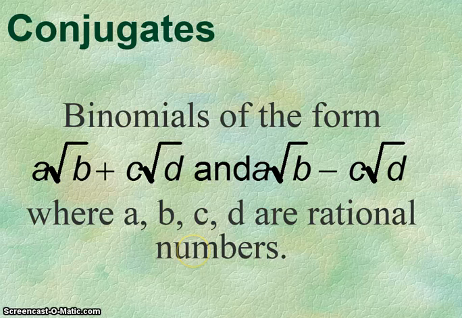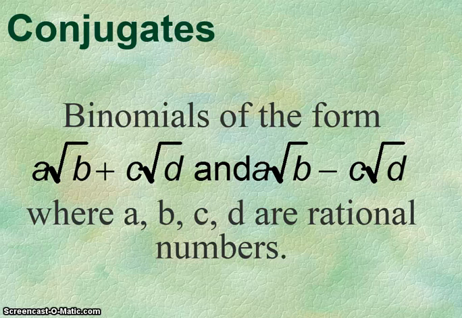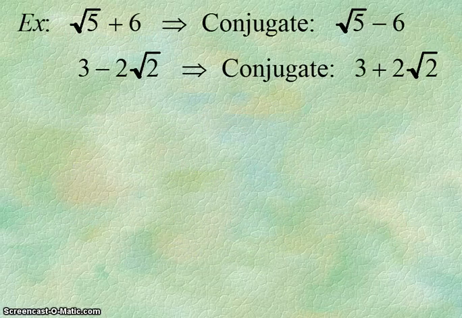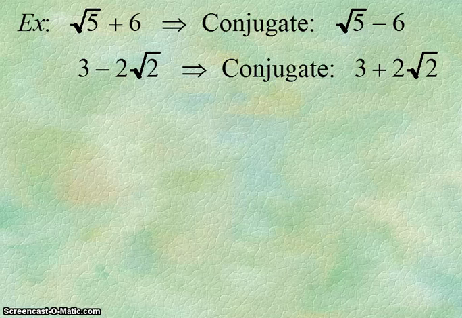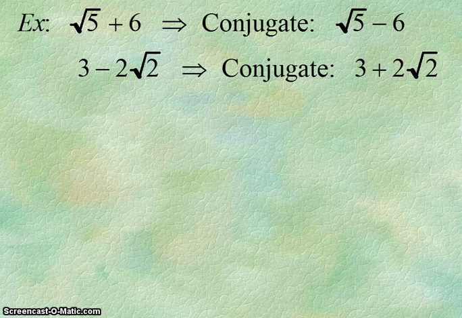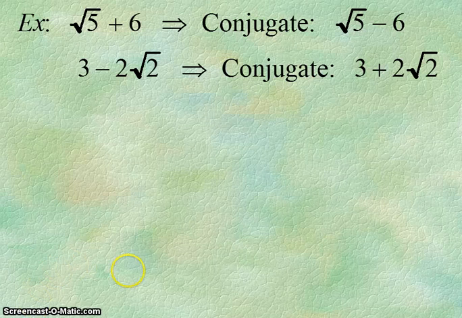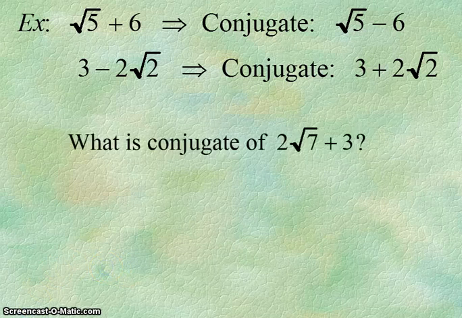Now, there are conjugates, which are binomials of the form a square root of b plus c square root of d, and a square root of b minus c square root of d. This is where a, b, c, and d are all rational numbers. So for example, if I have the square root of 5 plus 6, the conjugate of this is the square root of 5 minus 6. And if I have 3 minus 2 square root 2, the conjugate is 3 plus 2 square root 2.